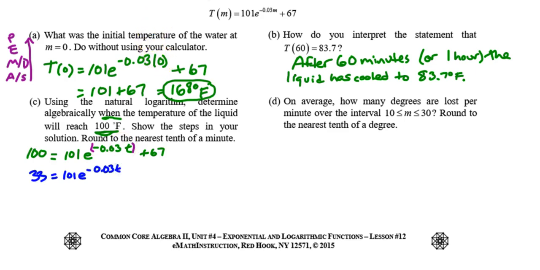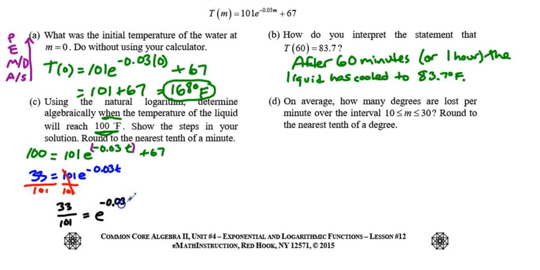Okay. And now I have to undo the multiplication, so I'm going to divide. Those divide to 1. At this point, I'm going to leave that because it's not going to be a rational number. I'm going to leave that in fraction form. And I'm right here: 33 over 101 equals e to that exponent.